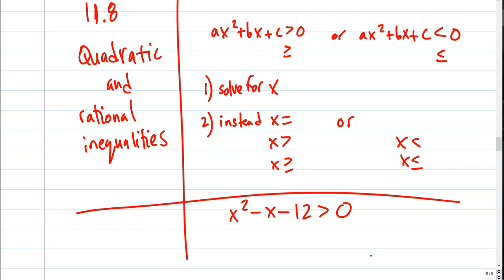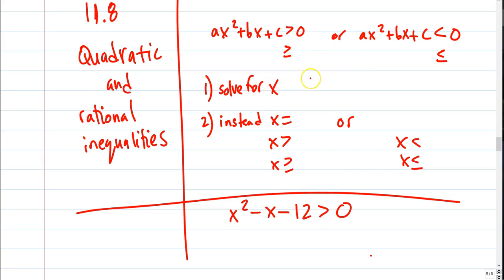So for section 11.8, we're going to be solving quadratic and rational inequalities. We're not graphing these, when I say that, we're not putting them on an XY axis. We will be putting these on a number line. And so the solving isn't the hard part. We're going to find kind of like the x-intercepts. We're going to be solving these for x using our methods.